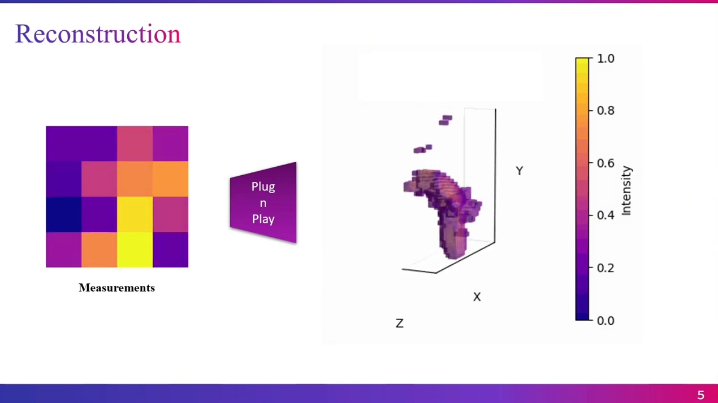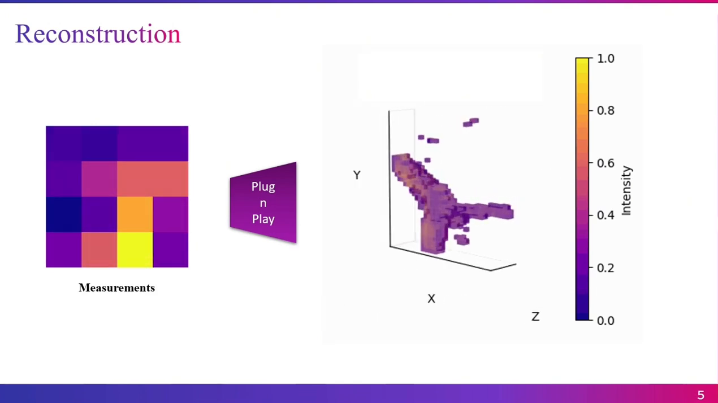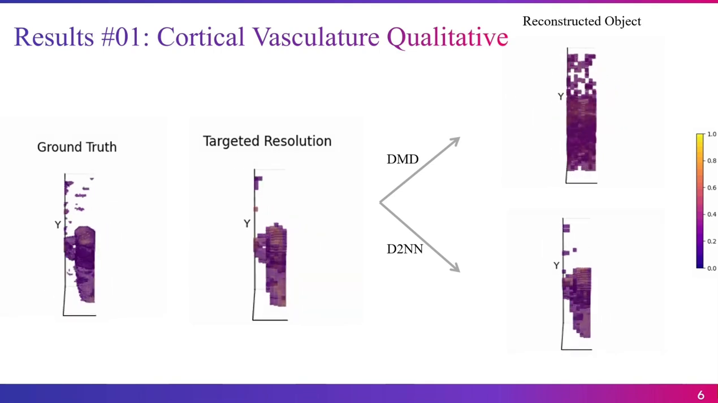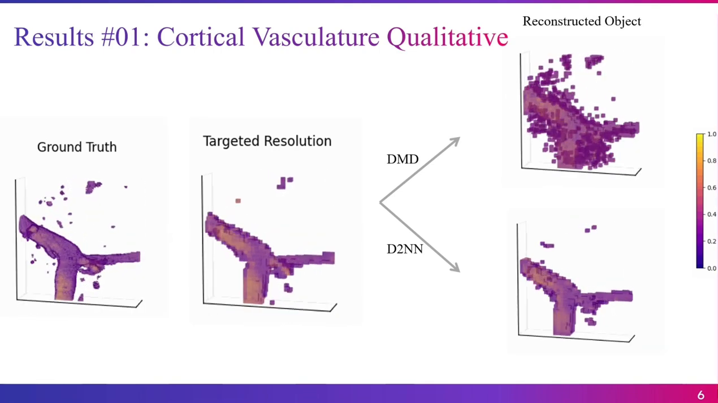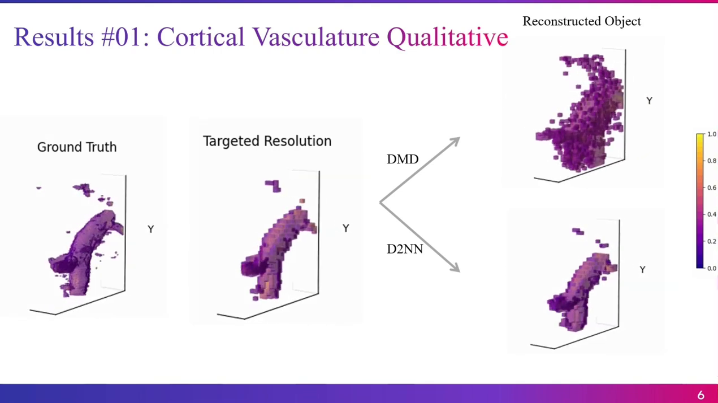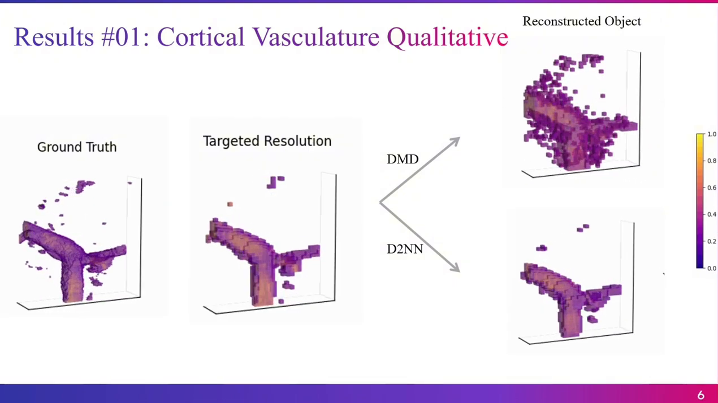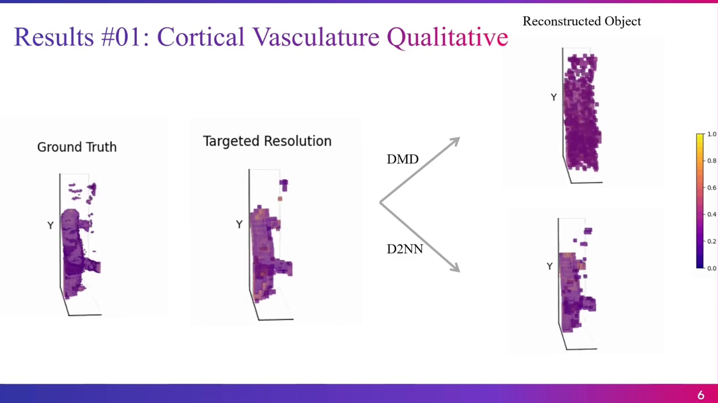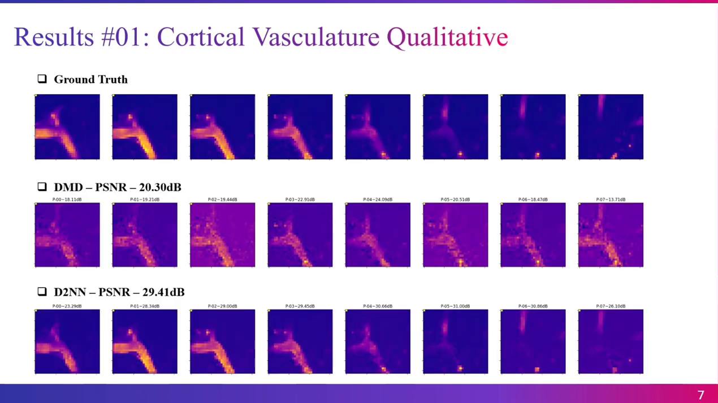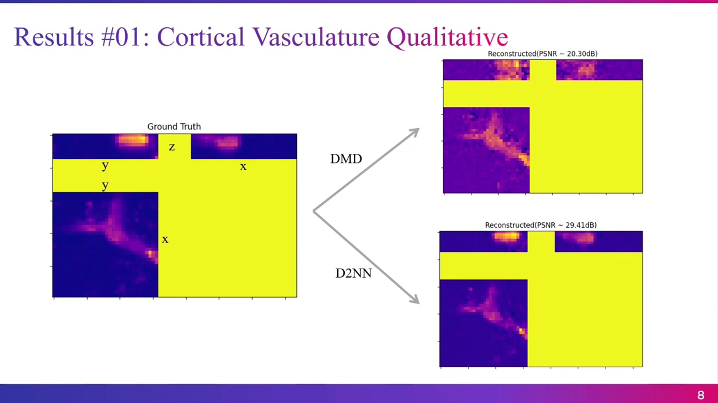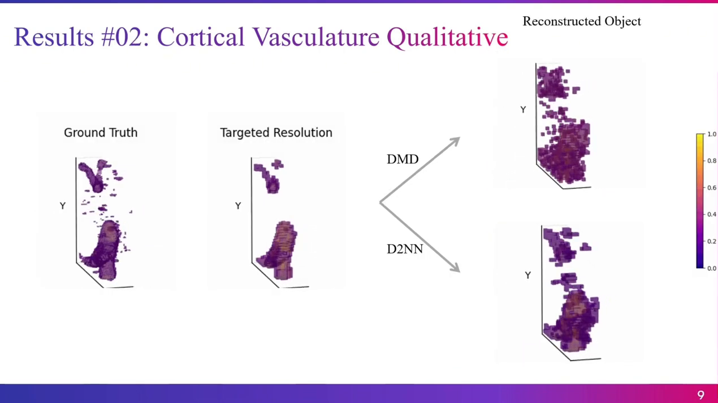These are the qualitative results from our system. We imaged blood vessels in the brain known as cortical vasculature. We also imaged the neural cells.